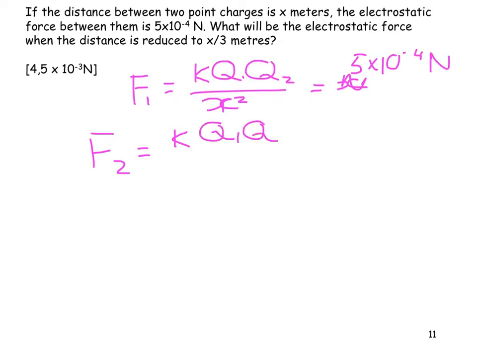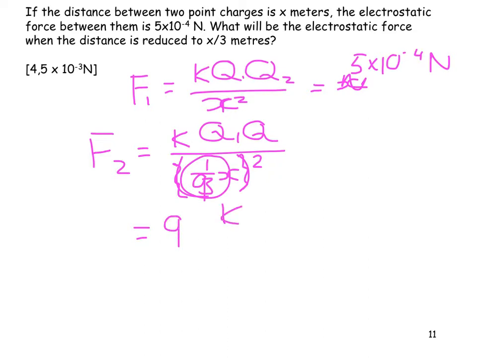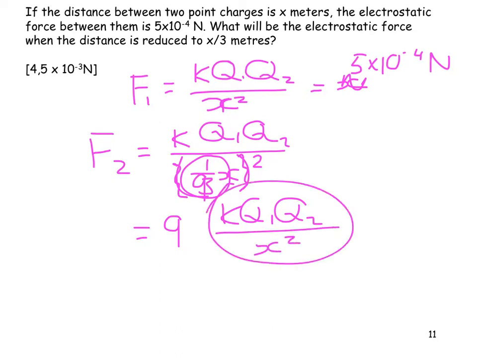My new force is equal to K Q1 Q2 over a third X, all squared, and therefore I am going to get 1/9 at the bottom. And 1/9 at the bottom really means 9 times K Q1 Q2 over X squared, and this whole thing is equal to 5 times 10 to the negative 4, so I land up with 9 times 5 times 10 to the negative 4, 4,5 times 10 to the negative 3 newtons.